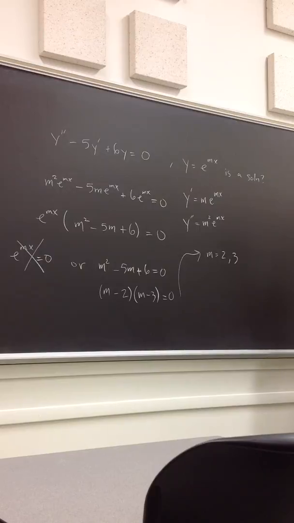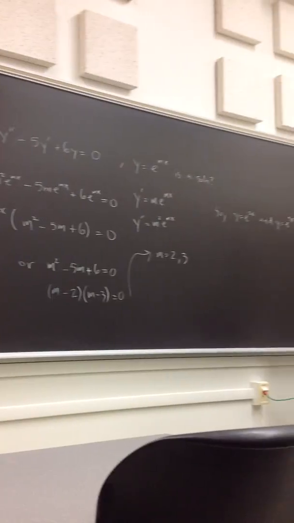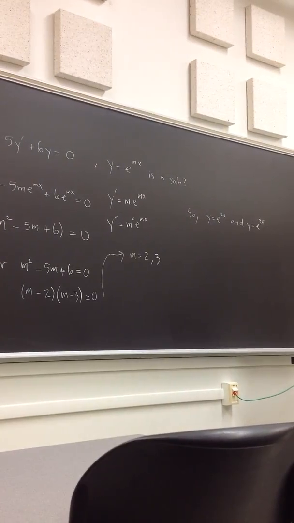That would mean that if m is equal to 2, y equals e to the 2x, and if m is equal to 3, y equals e to the 3x. These are both solutions. Does that make sense? Yes. So now that you know what the solutions are, you can try substituting and see that it all works out.